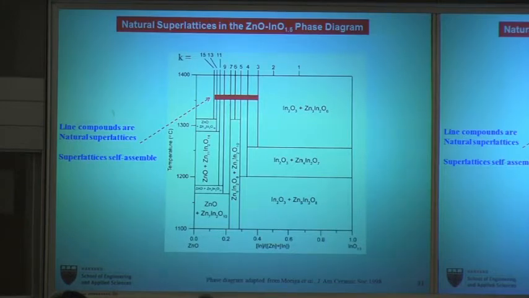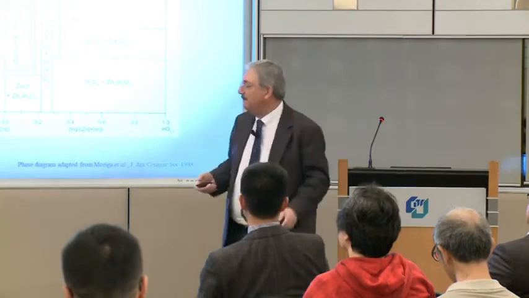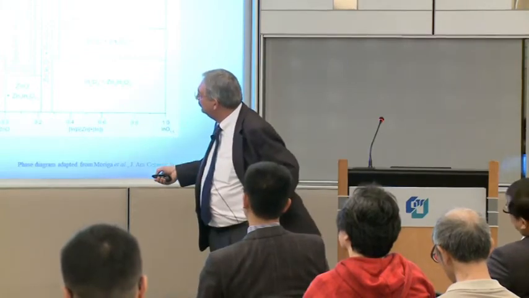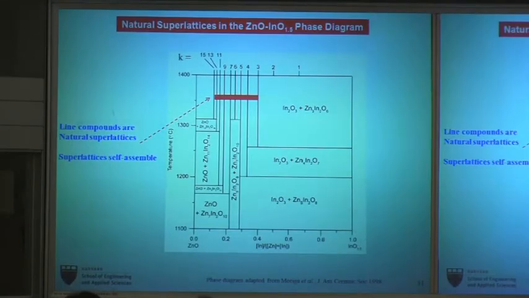And in principle, these lines would go down to absolute 0 in temperature, but the important point is that at high temperatures, these lines persist, and they're very stable. They self-assemble, so you just have to mix together the indium and the zinc, heat them up, and if you're in this particular compositional range, say you're this one here, K equals 7, if you're that composition, you will automatically get, after you've sintered and heat treated, this superlattice structure.